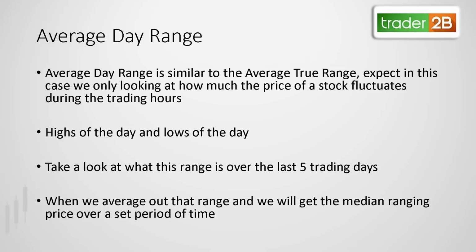So the average day range or the average daily range is similar to the ATR as I mentioned earlier. However, instead of looking for 1 day's volatility, we're looking for volatility over several days and using the average of that. In order to do so, all we have to do is take the highs and lows of the trading day. We take a look at the range over several days, and then we average out that median price to give us an idea of how much any particular stock will move on a several day period.